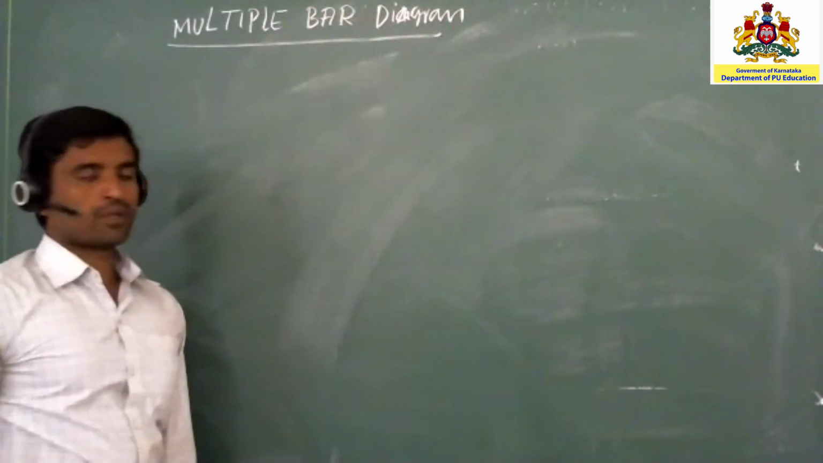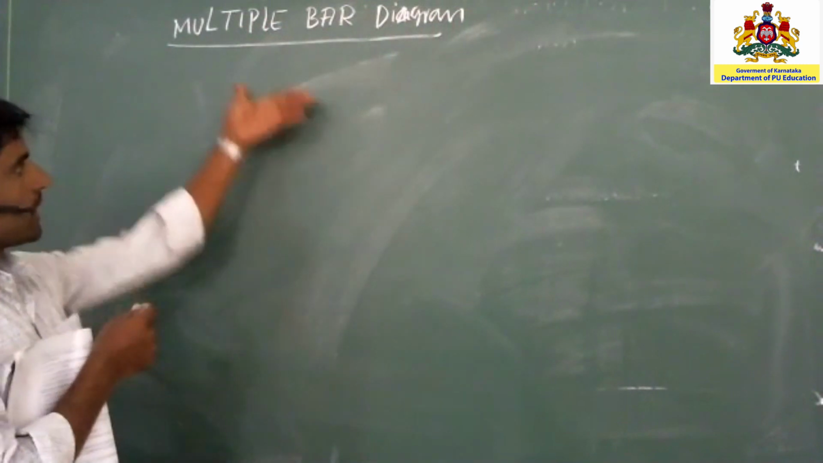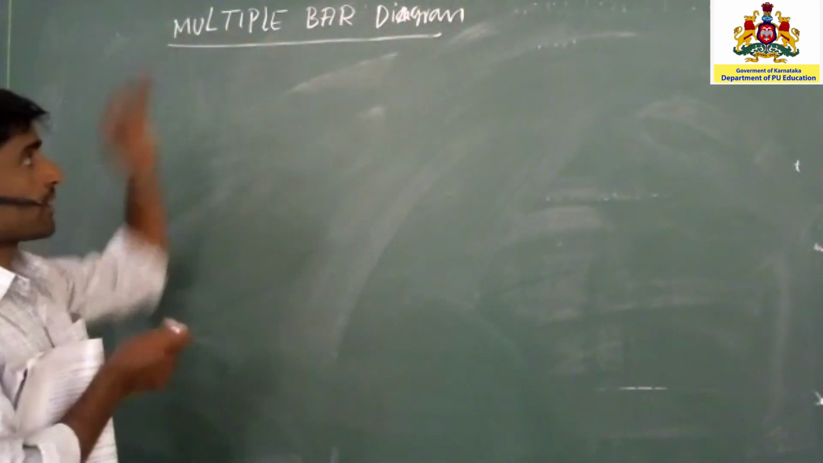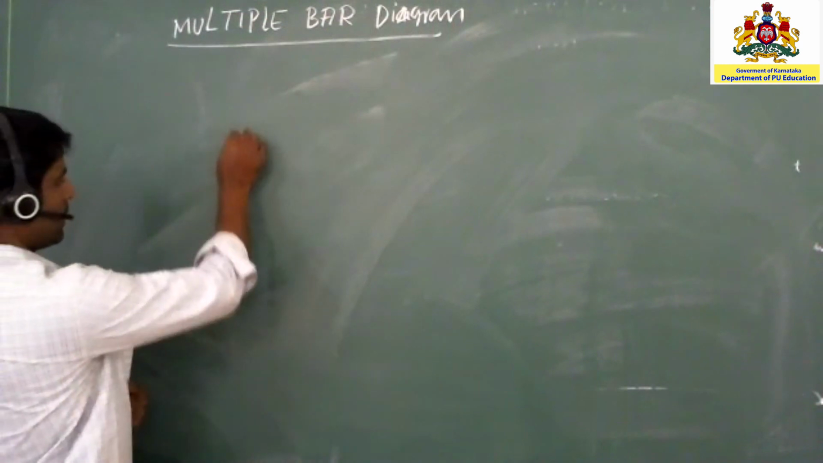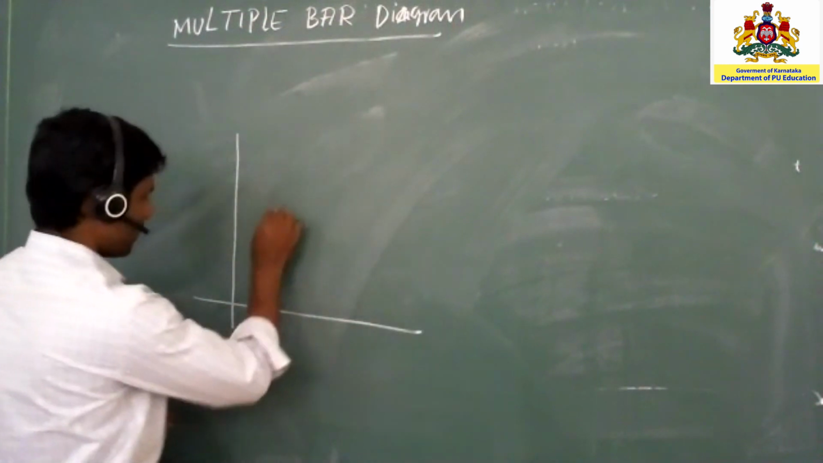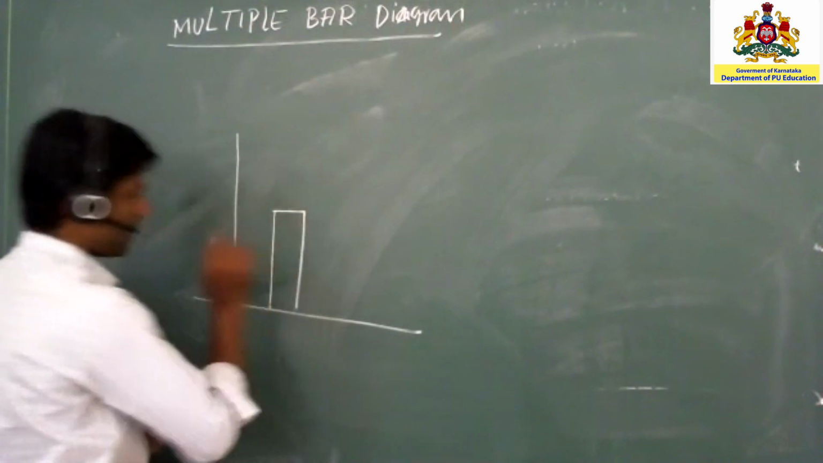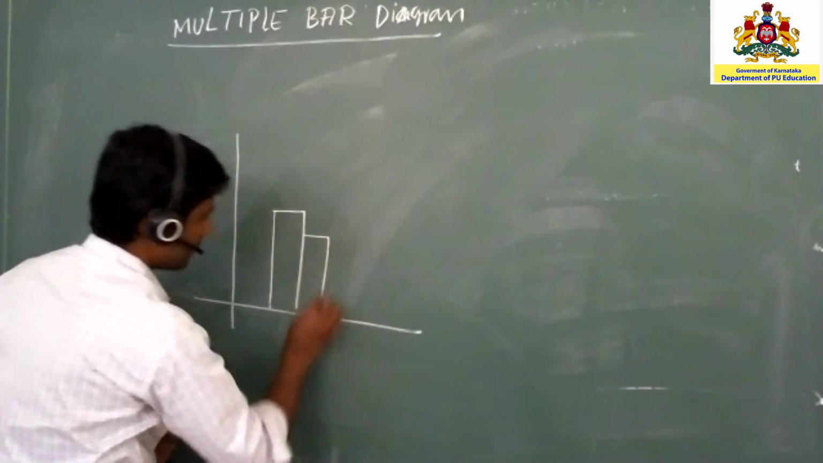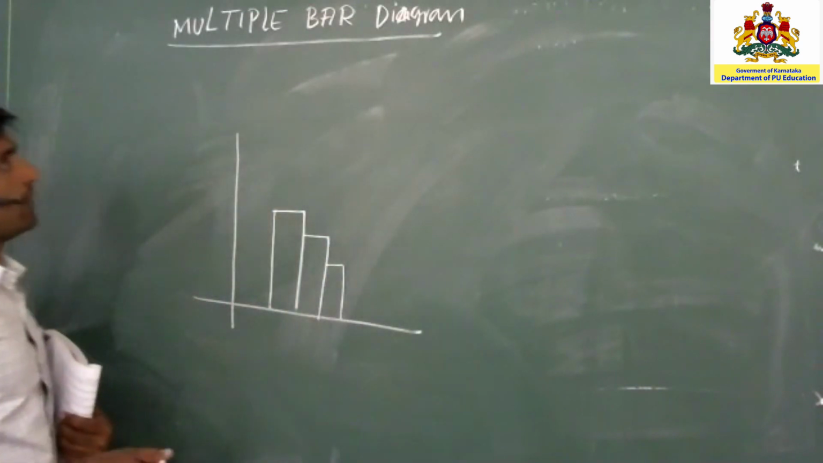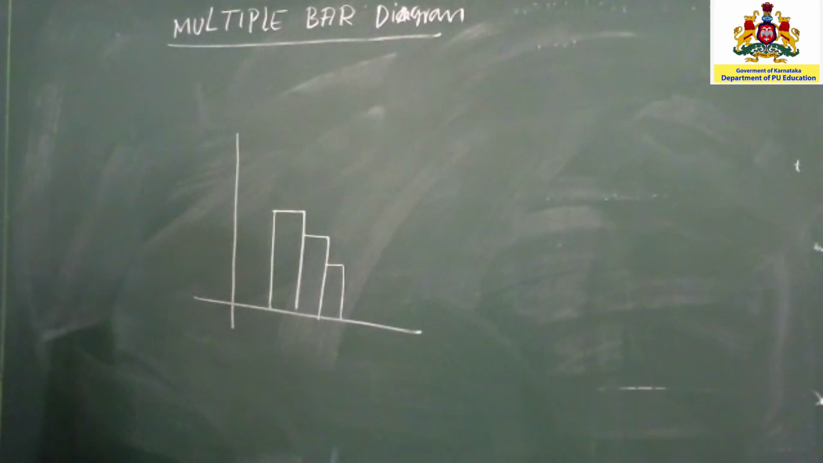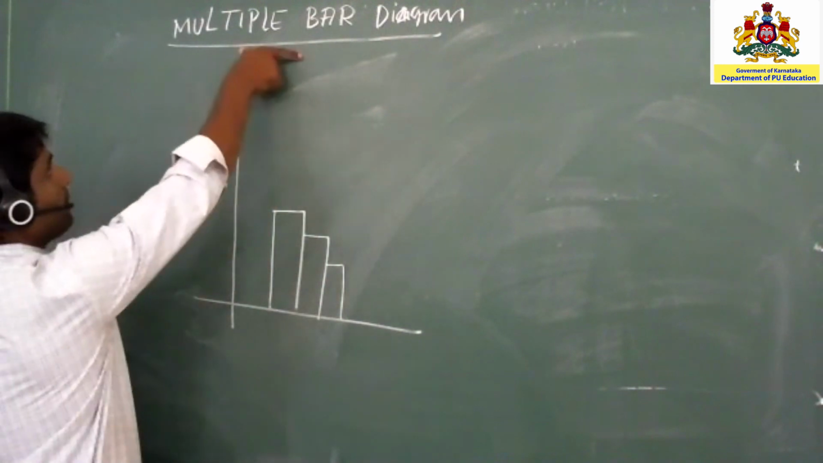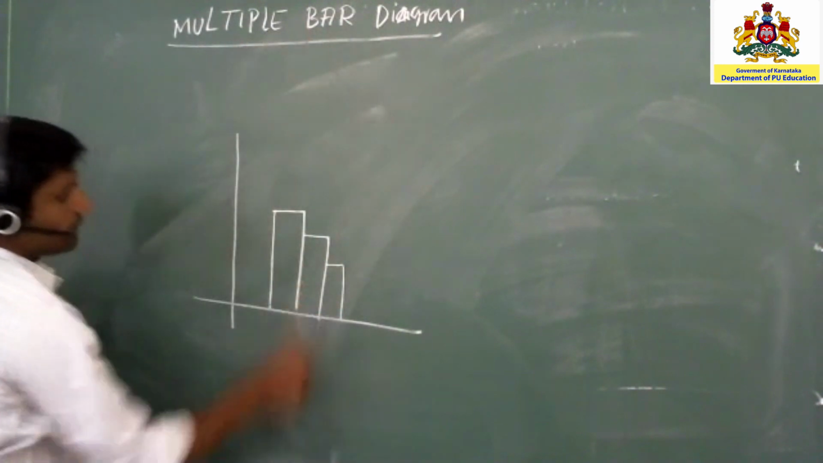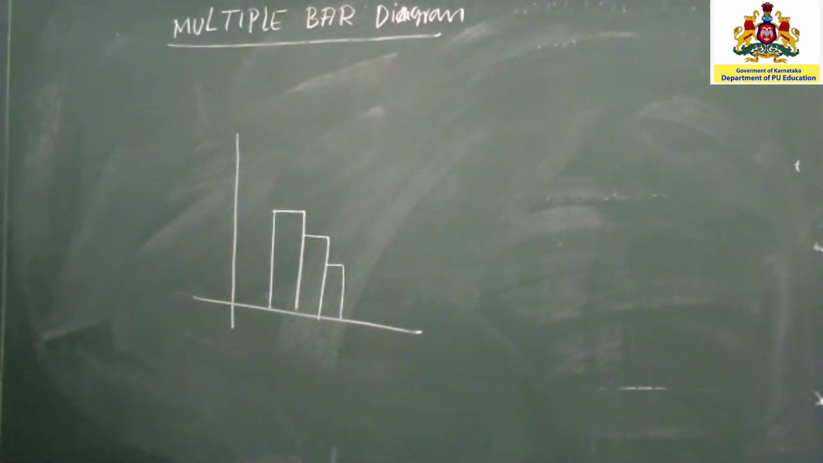Multiple bar diagram means the bars are interlinked together. That is called a multiple bar diagram. See, this is called a simple bar. Here, multiple bar means the bars are interlinked together. This kind of diagram is called a multiple bar diagram. Understood? Now we will discuss one example.